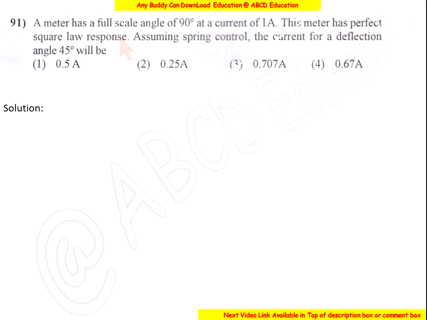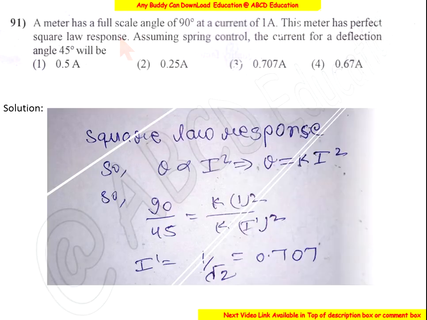Now come to the solution. We know that it is a square law response, so theta is directly proportional to I square. Okay, so if the angle is reduced by half, then the current becomes 1 by root 2, so it becomes 0.707 ampere. So the correct option is third.